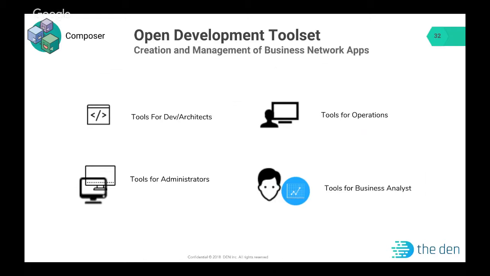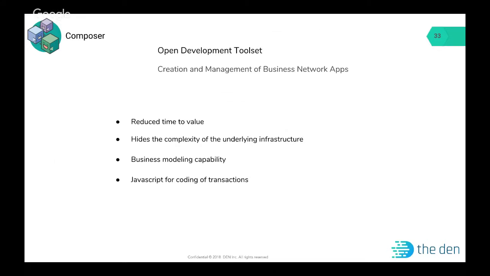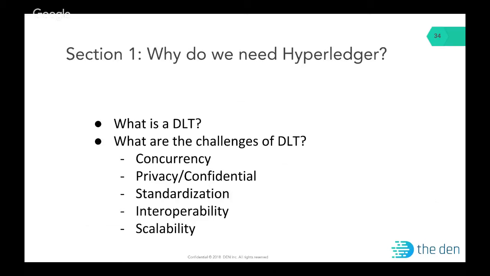So we're going to be talking about Composer because it's still popular right now. But right now, for production-ready code, it's native Fabric. But it's good to learn Composer because it gives you a high-level understanding of Hyperledger Fabric. So why IBM created Composer is to reduce time for deployment and provide really easy business model capabilities in JavaScript, obviously. So this is very important, right?